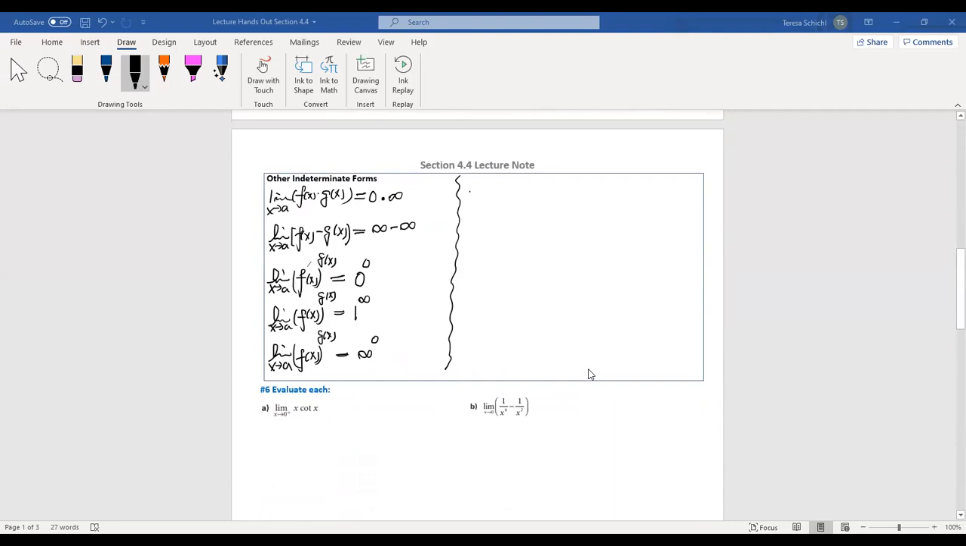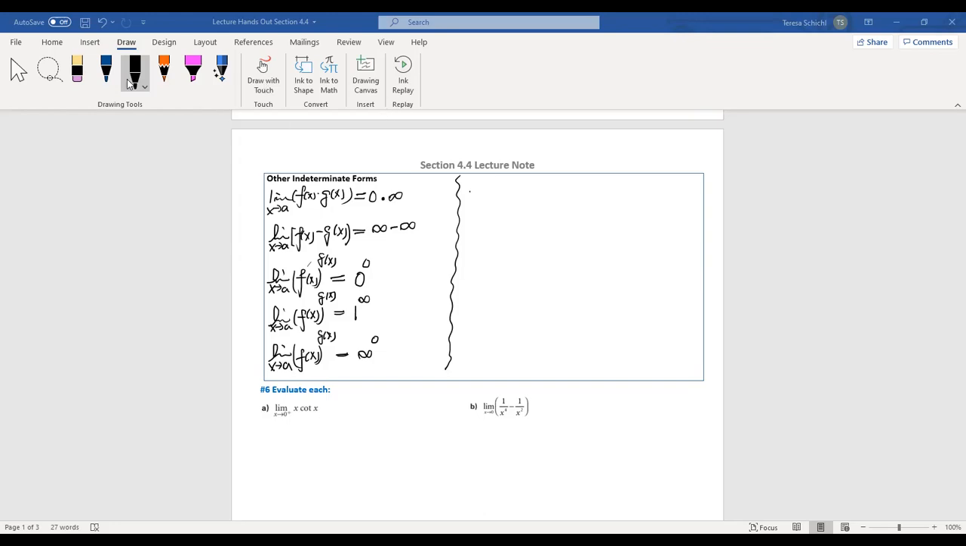We say, how about if we have these other indeterminate forms? For example, here we have infinity times 0. We don't know what that is, it's indeterminate. Also infinity minus infinity, 0 to the 0 power, 1 to the infinity power, and infinity to the 0 power. For these situations, what can we do in order to make it work?